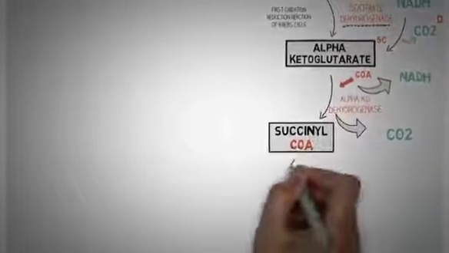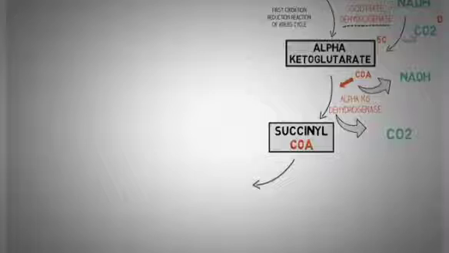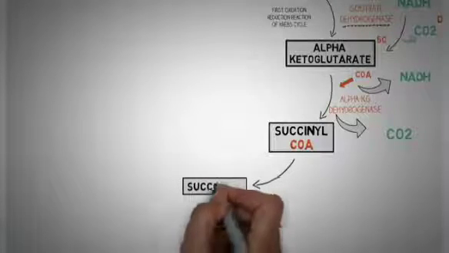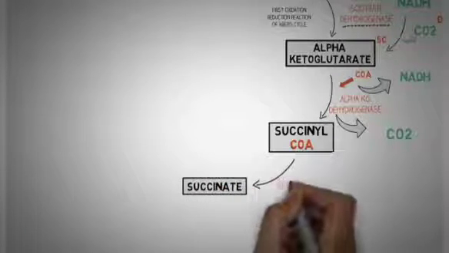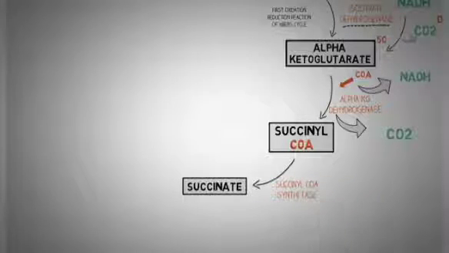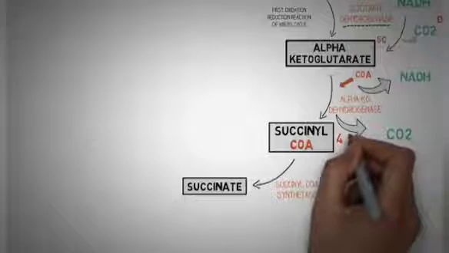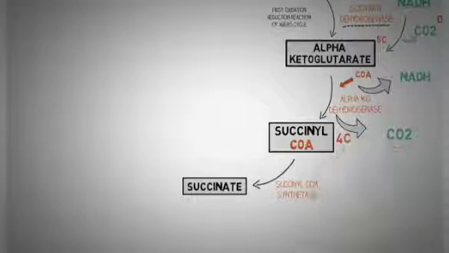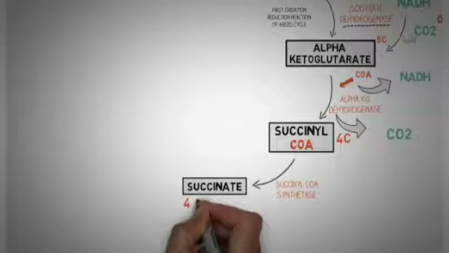In the next step of the Krebs cycle, the succinyl-CoA is converted to succinate. This reaction is catalyzed by the enzyme known as succinyl-CoA synthetase. Now try to understand what happens in this reaction, as this is a very important concept and often missed by many students. The number of carbons remains the same in this reaction. Both succinyl-CoA and succinate have 4 carbons each.